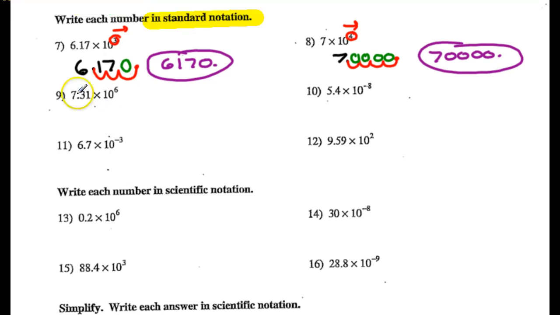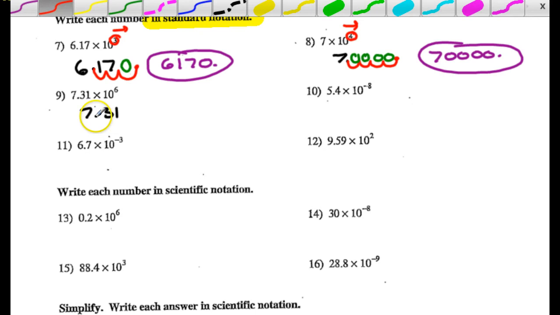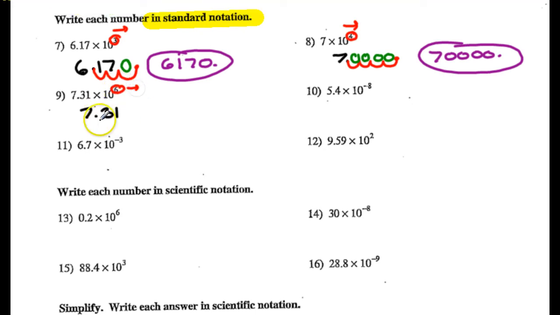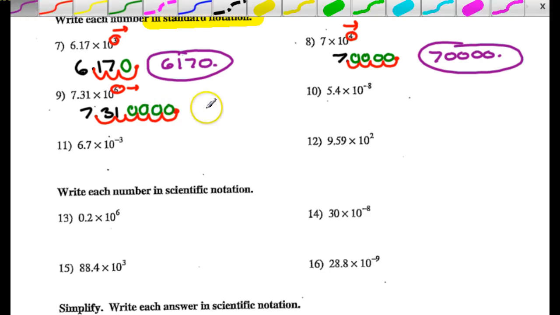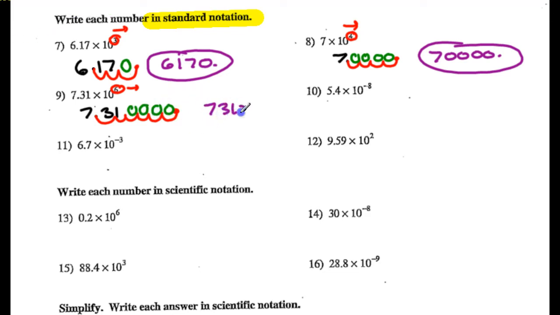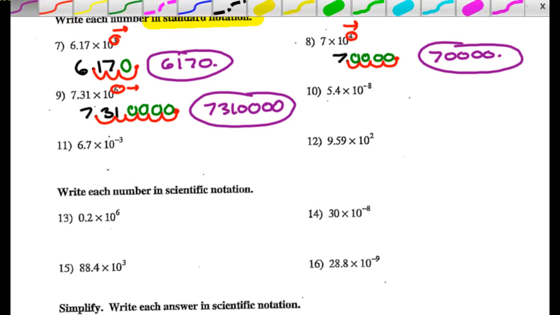Alright, number 9. 7.31 times 10 to the 6th. So start with the number always, 7.31. Put your pencil on the decimal, and we're going to make 6 jumps. Positive is to the right. 1, 2, 3, 4, 5, 6. The decimal is here. A lot of empty jumps to fill in. 1, 2, 3, 4 empty jumps. So let's clean it up. 7, 3, 1, 0, 0, 0, 0. And the decimal is at the end. You can put it there or leave it. It's the same thing. But it's not here anymore. Okay? Alright.